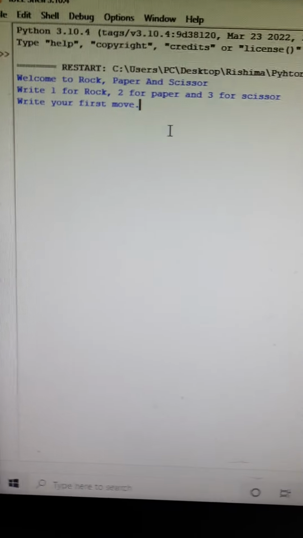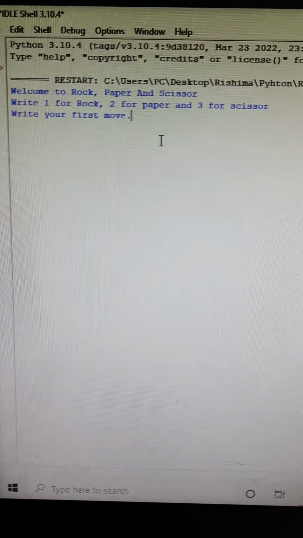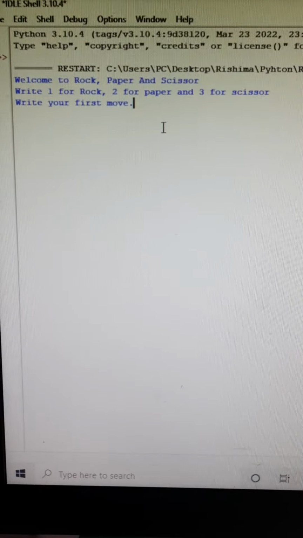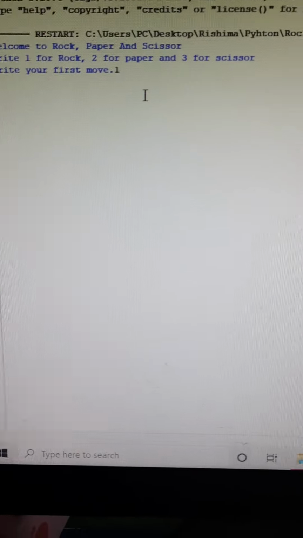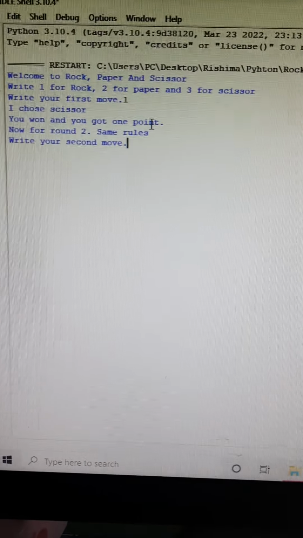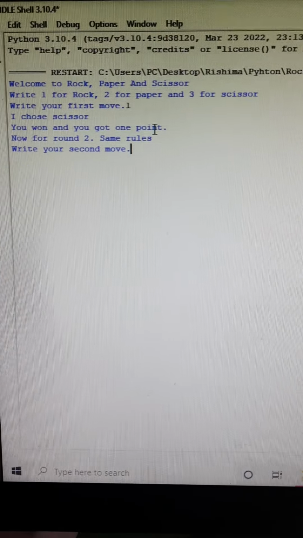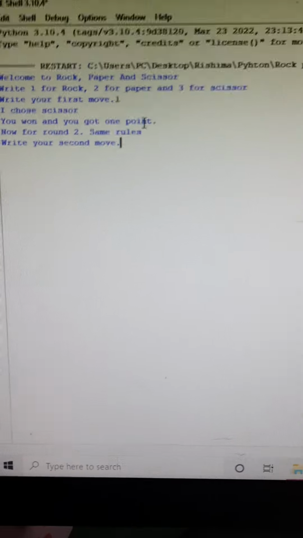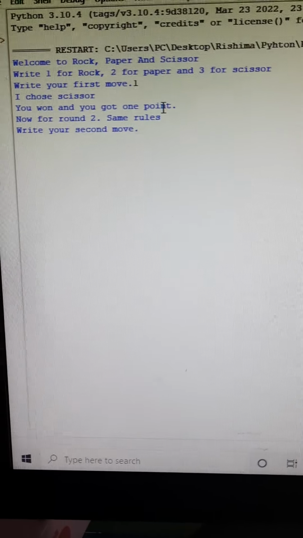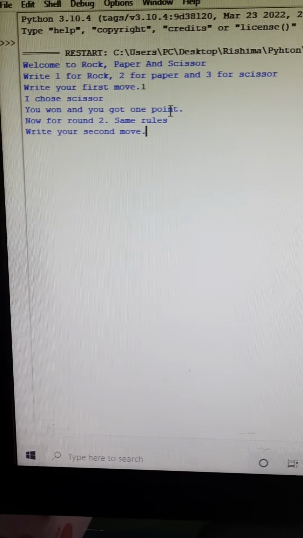are we have to write 1 for rock, 2 for paper, and 3 for scissor. Then the computer asks us for our first move. Let's write 1 as our first move. Then the computer tells what it chose. So in the first round it chose scissor, and then it tells who won. So in this round we won because 1 was for rock and rock defeats scissor.